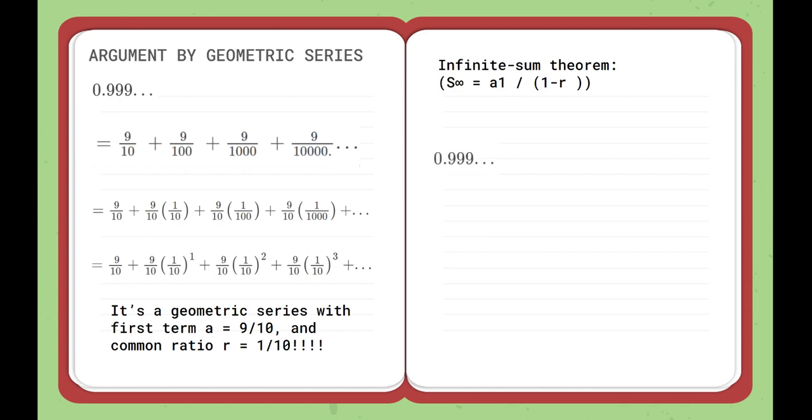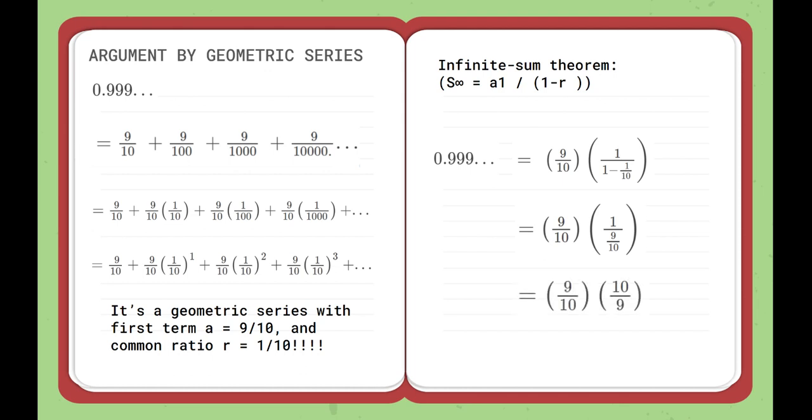0.9 repeating is equal to 9 tenths times 1 divided by 1 minus 1 tenth, which is equal to 9 tenths times 1 over 9 tenths, which is equal to 9 tenths times 10 ninths, which equals 1. So 0.9 repeating equals 1. Ha!